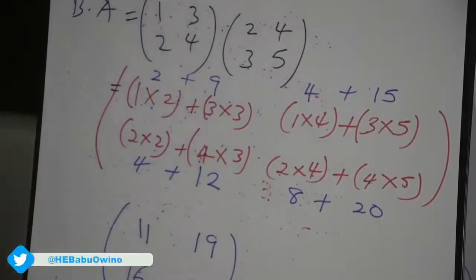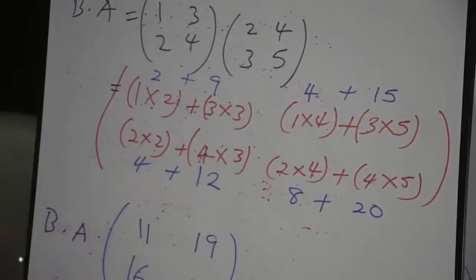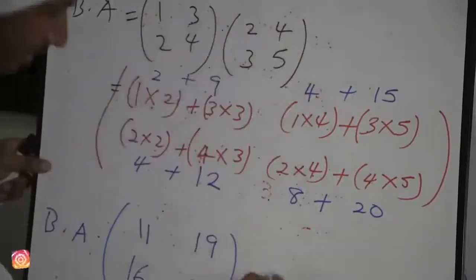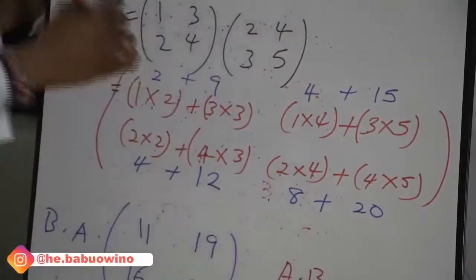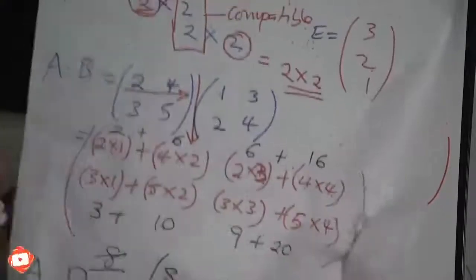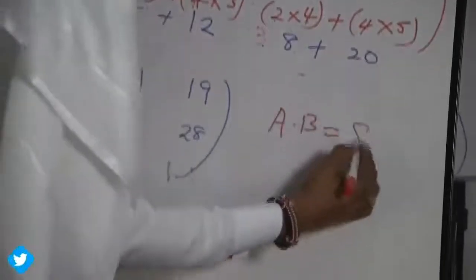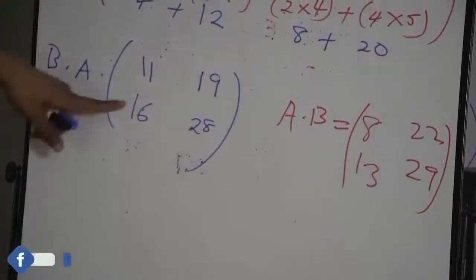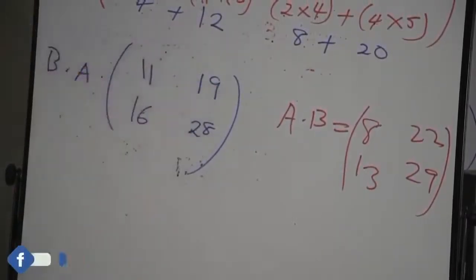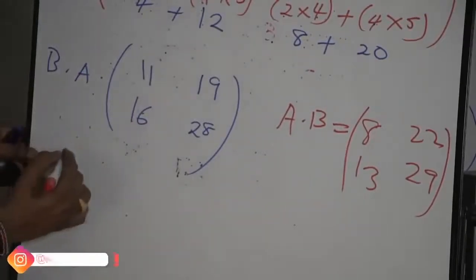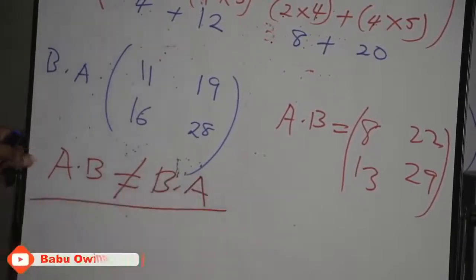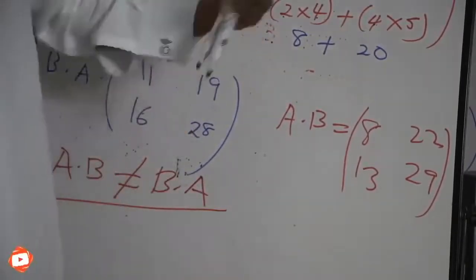So what am I trying to say? This is B times A. Previously we had A times B equal to 8, 13, 22, 29, and B times A is 11, 16, 19, 28. Therefore, class, A times B is not equal to B times A. So when they are not equal, you say they are non-commutative.